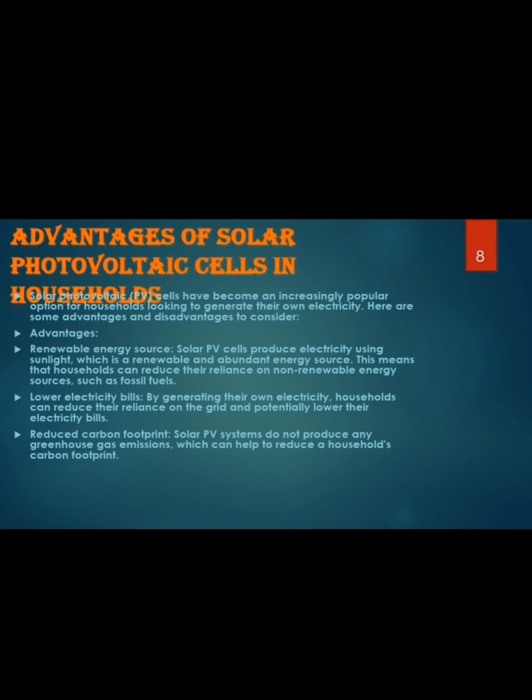Second advantage is lower electricity bills. By generating their own electricity, households can reduce their reliance on the grid and potentially lower their electric bills. Third advantage is reduced carbon footprint. Solar PV systems do not produce any greenhouse gas emissions, which can help to reduce a household's carbon footprint. Carbon footprint is a measure of the amount of carbon dioxide released into the atmosphere as a result of the activities of an individual. The next part, disadvantages, will be explained by my team member Ikra.